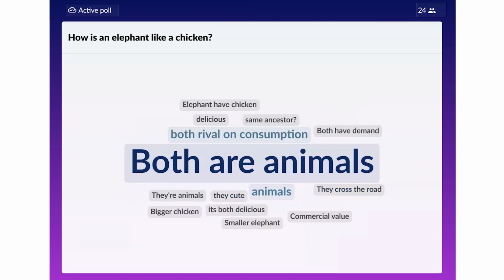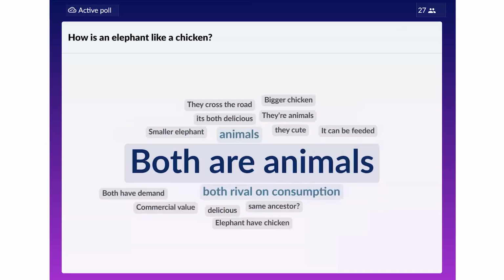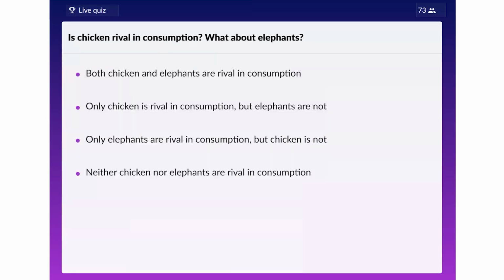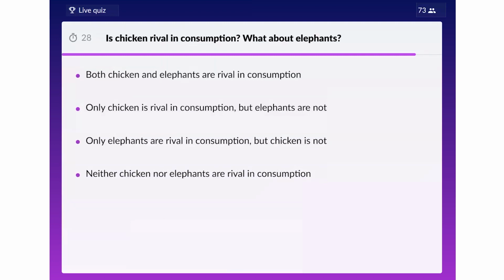Okay, so the key thing is that if I kill an elephant, then other people will not be able to enjoy this wildlife. And similarly, if I eat this chicken, then you cannot eat the same chicken. So yeah, too bad, I'm giving away this answer. So is chicken rival in consumption, and what about elephants?